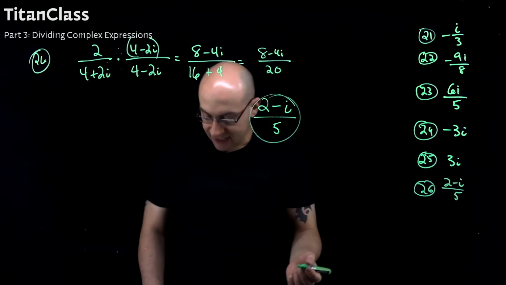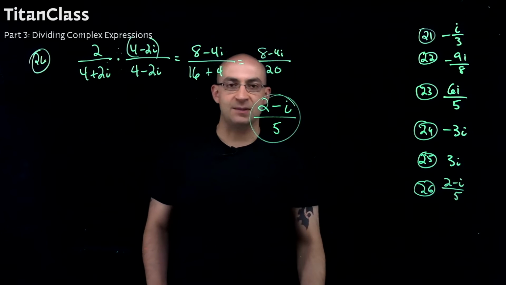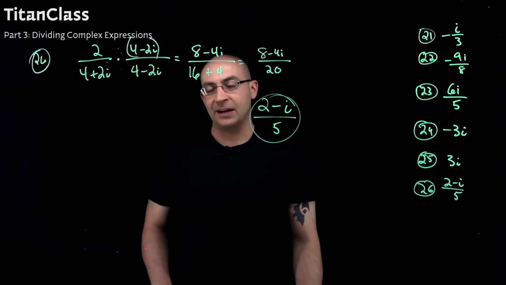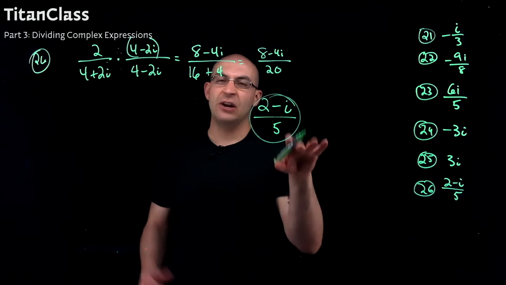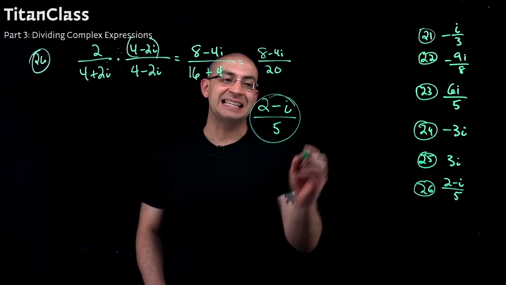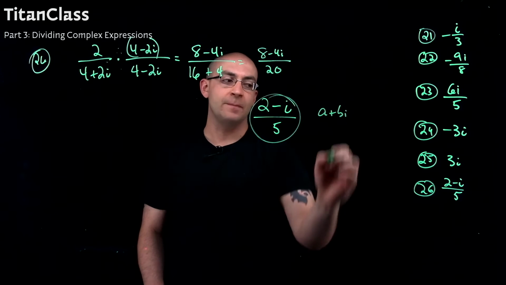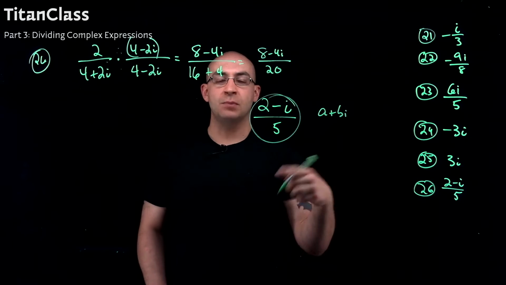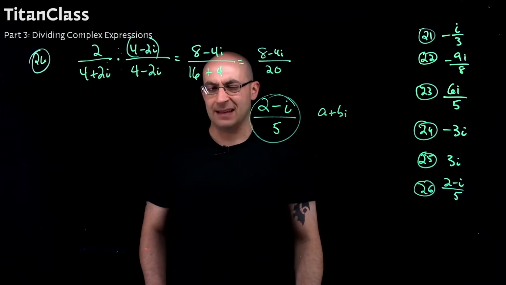Now, you might be asking yourself, well, it's really not in a plus bi form. Well, when there's a denominator, it doesn't have to be, because the denominator kind of throws off that numerator part. So it's okay if it's not exactly in that a plus bi form. Now, that one is, but ones in the future may not be, and that's totally fine.